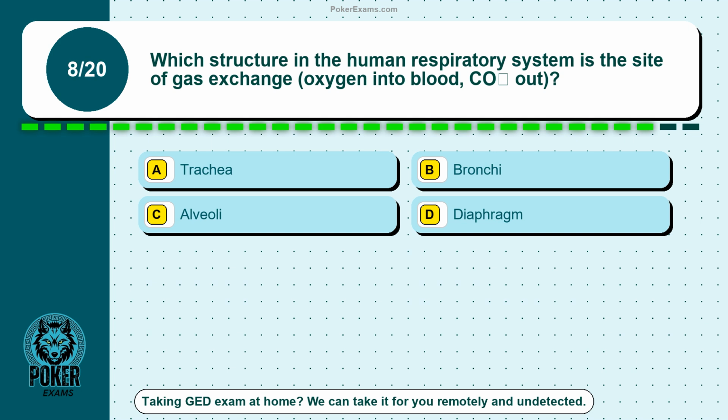Question 8. Which structure in the human respiratory system is the site of gas exchange, oxygen into blood, CO2 out? Option A. Trachea. Option B. Bronchi. Option C. Alveoli. Option D. Diaphragm.